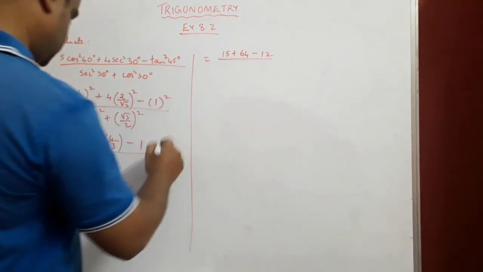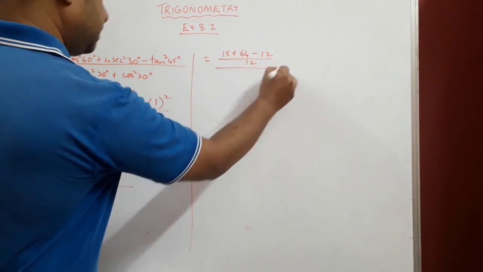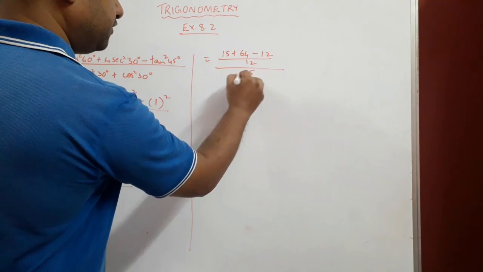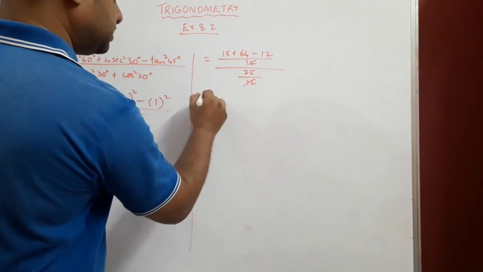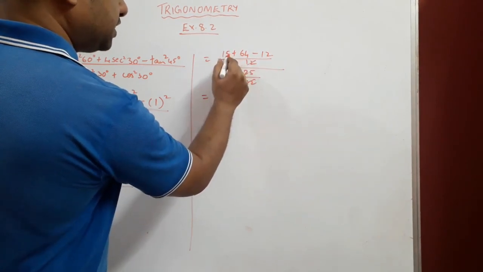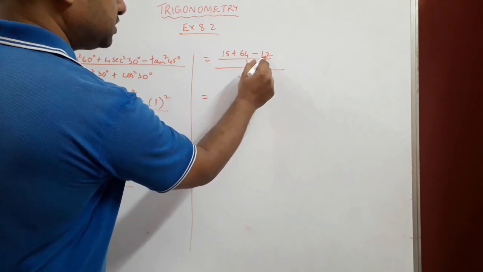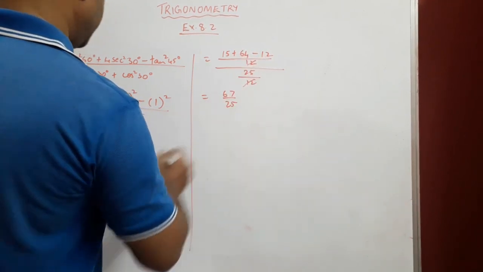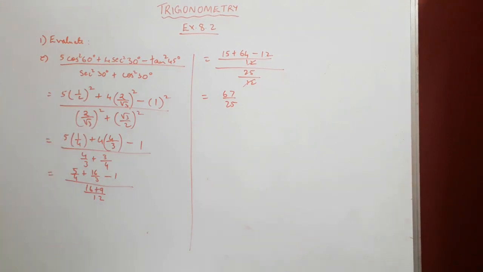Whole thing upon 12 divided by 16 plus 9 is 25 upon 12. 12 cancel, and straight away 15 minus 12 is 3. 3 plus 64 is 67. 67 upon 25 is our answer.